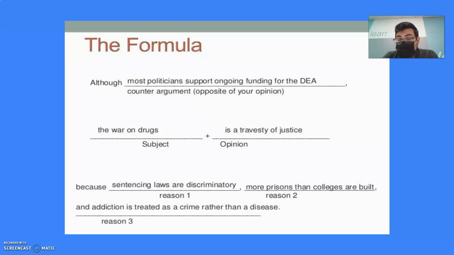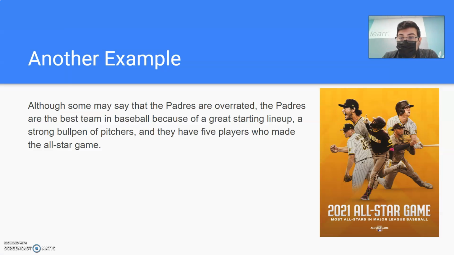So this one might be a little too complicated, so let's go on to another example, all right? I imagine most of you are Padres fans living in San Diego, but I know some of you are probably implants for some other teams, but we're going to work with the Padres. So let's try this as an example. We're going to talk about the Padres being a great baseball team.